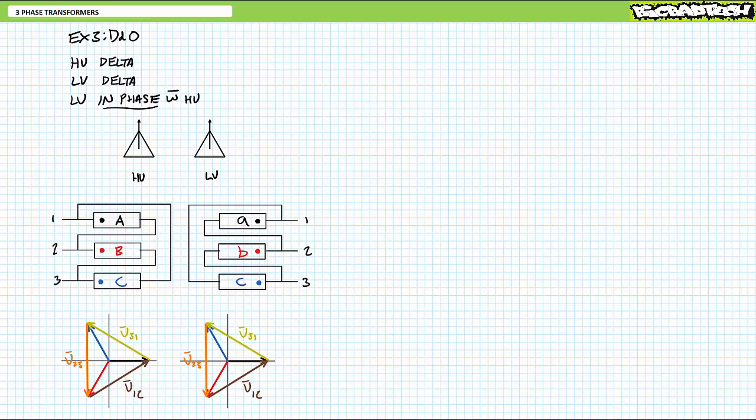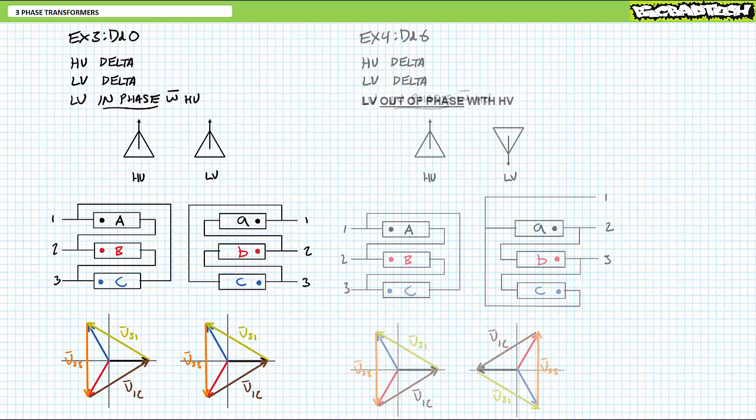As with the identical simplified connection diagrams, the phasor diagrams for the high voltage and low voltage sides are perfect copies of one another, so the resultant line-to-line voltage outputs are perfectly in phase with the applied line-to-line voltage inputs. Similarly, the resultant line to neutrals for both sides are in phase with one another.